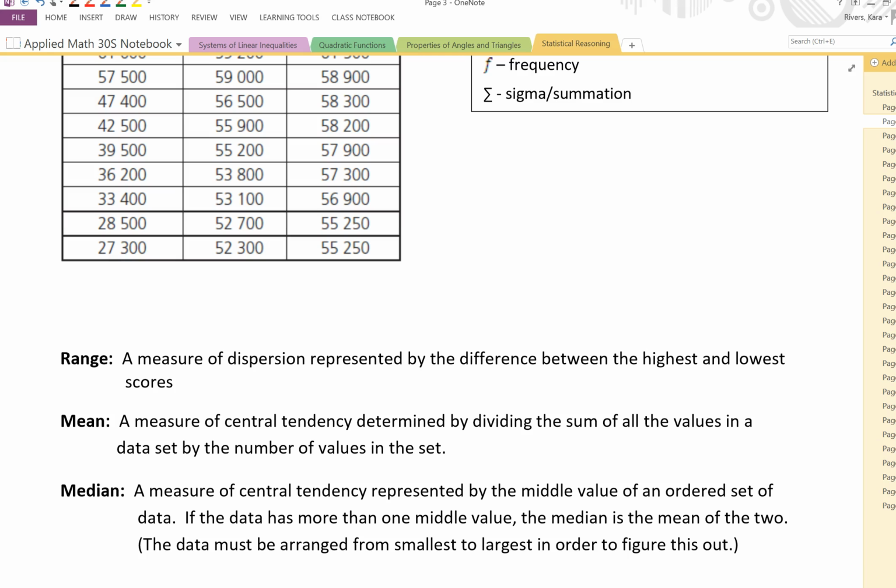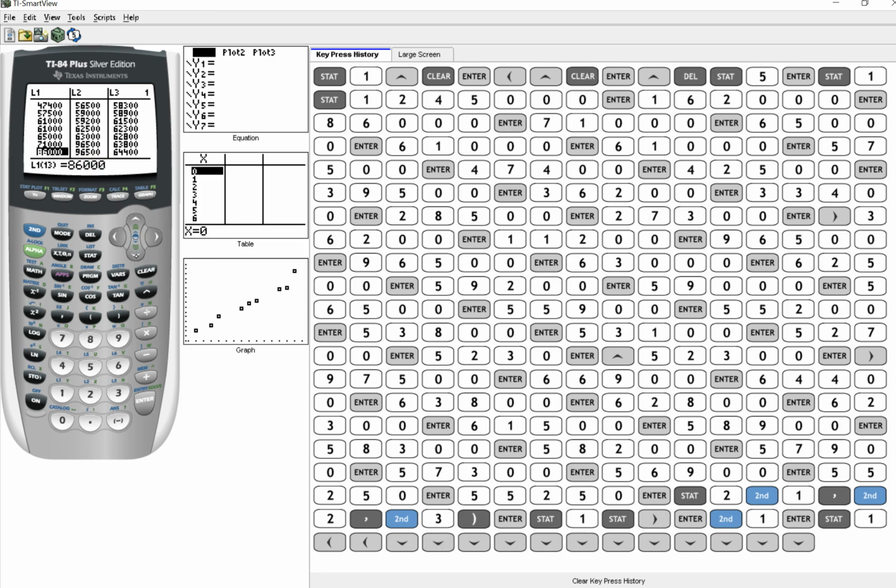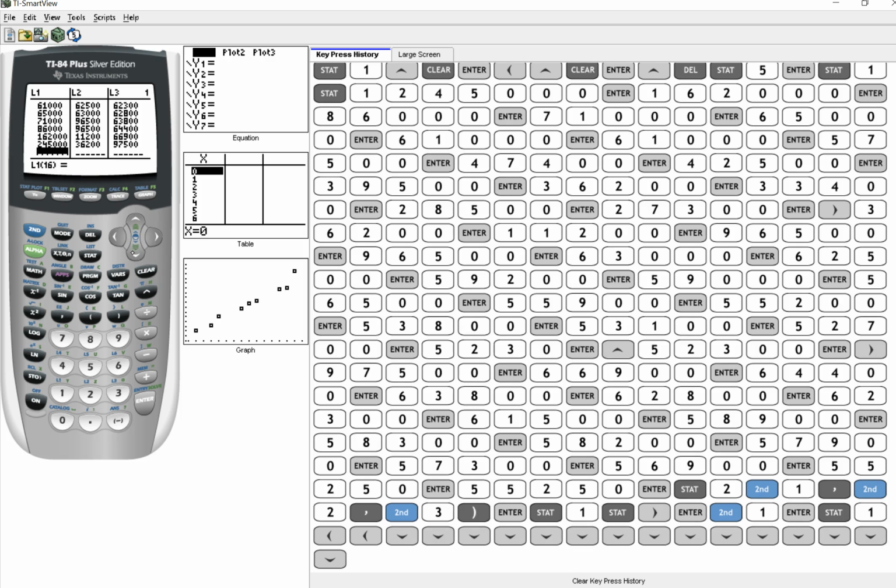So that's one good reason to order your data, because the top piece of data we know is now going to be the biggest one, and the bottom piece of data is going to be the smallest one. So if we go back to our list, go stat 1, we can do it that way. So we can look, there's 27,300. If we go all the way to the bottom, because we've ordered this, that's 245,000. So your range is just the difference between those two numbers.